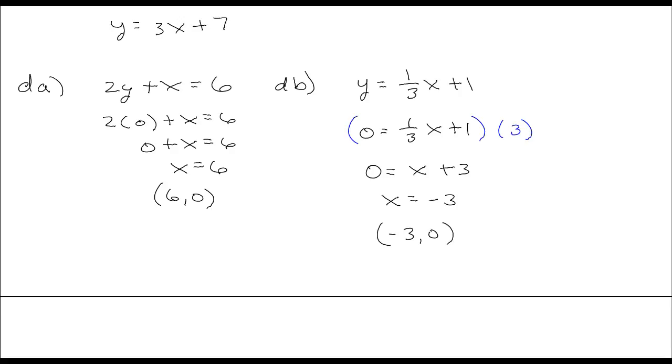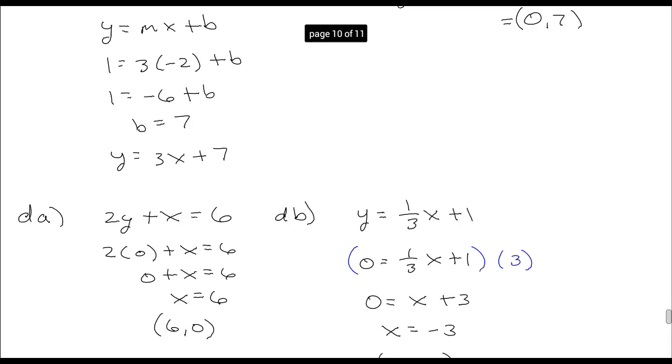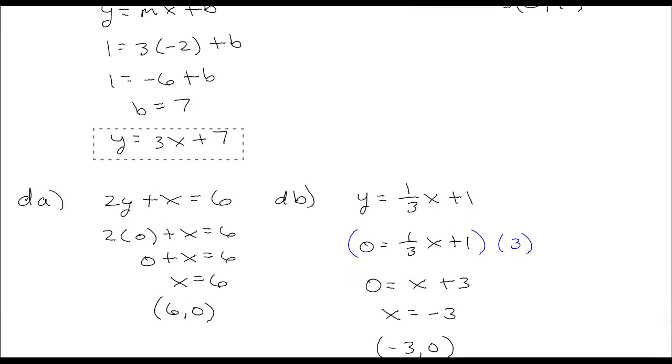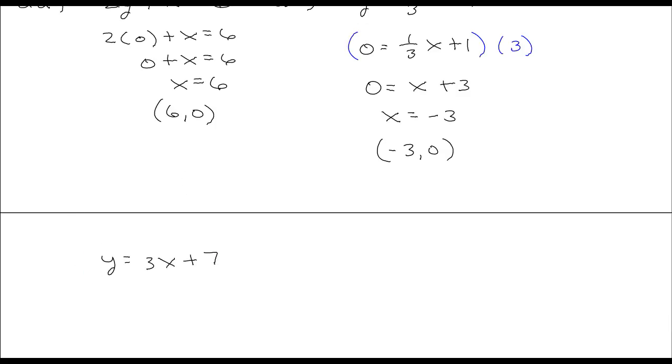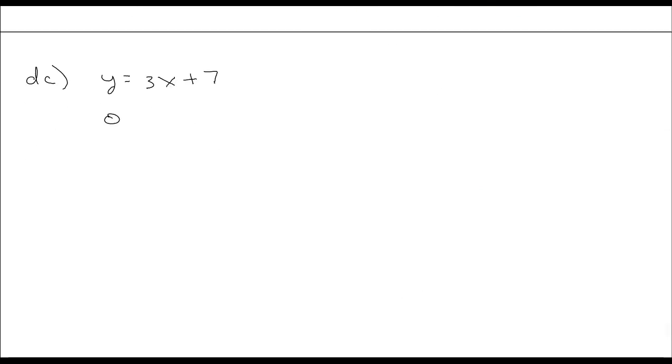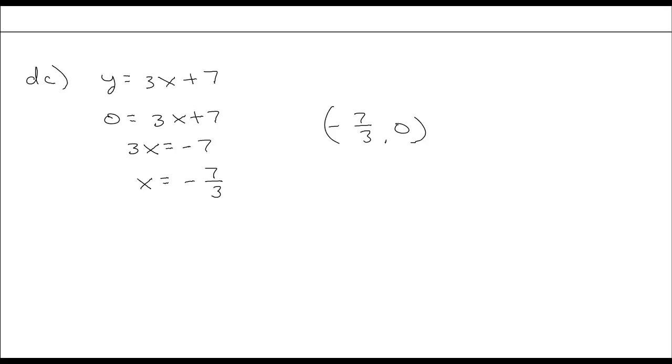For part C, again, I don't remember what that equation was. Oh, it's right here. Let's grab this equation and bring it down. This is part D, but for part C. Plug in 0 for y. Subtract the 7 over. Divide both sides by 3. So your x-intercept is negative 7/3, comma 0. And that is the last of what they're asking for in number 18.